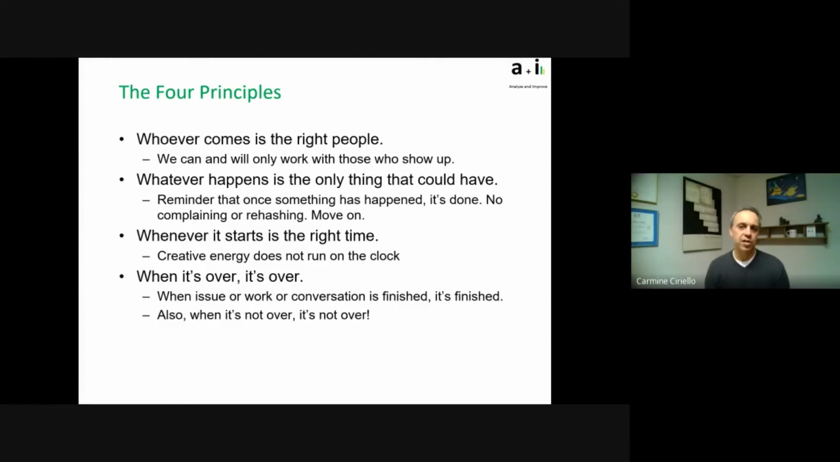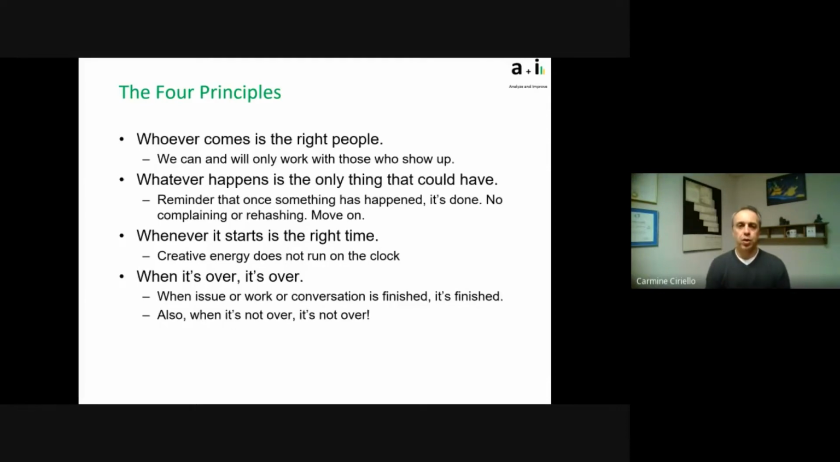Whatever happens is the only thing that could have happened. So it's basically a reminder that once something has happened, it's done. There's no element of complaining or rehashing. We go through the topic, come up with a game plan, come up with a conclusion or solution, and just move on. Whenever it starts is the right time to start.